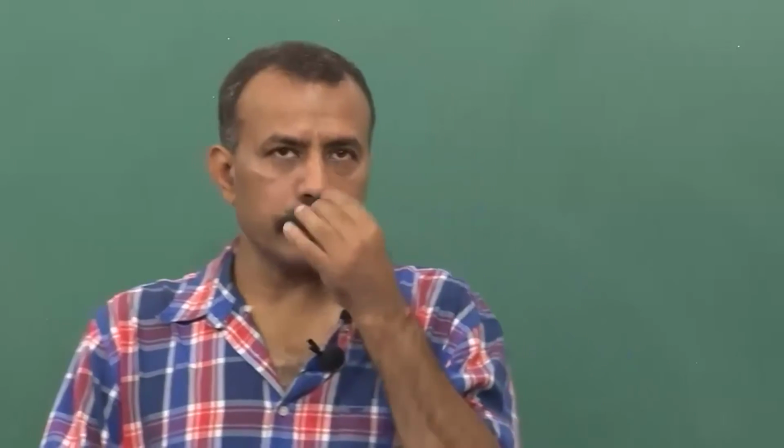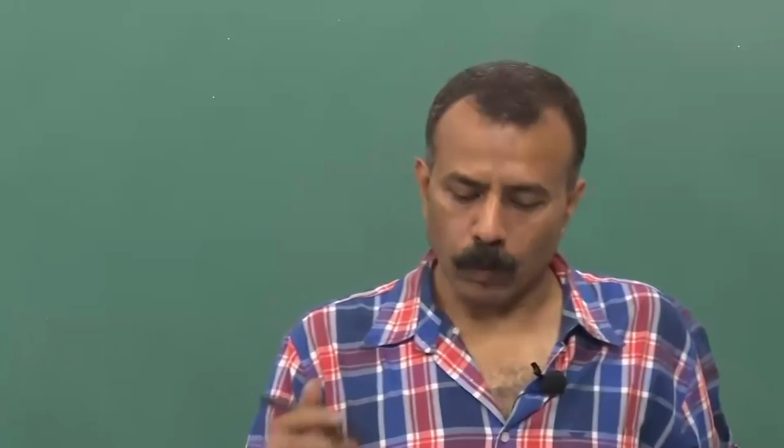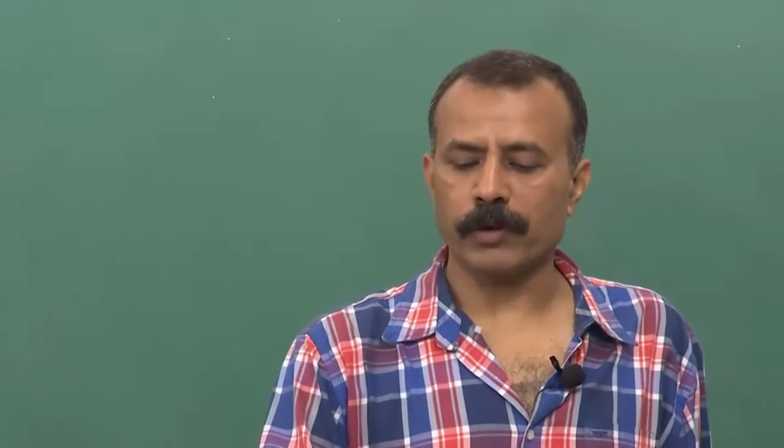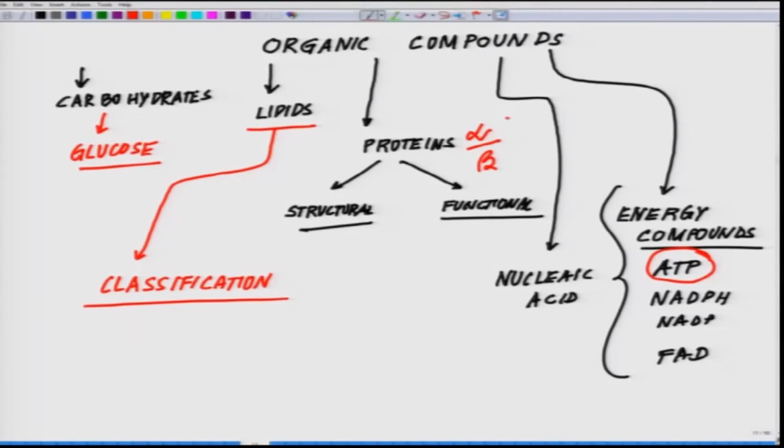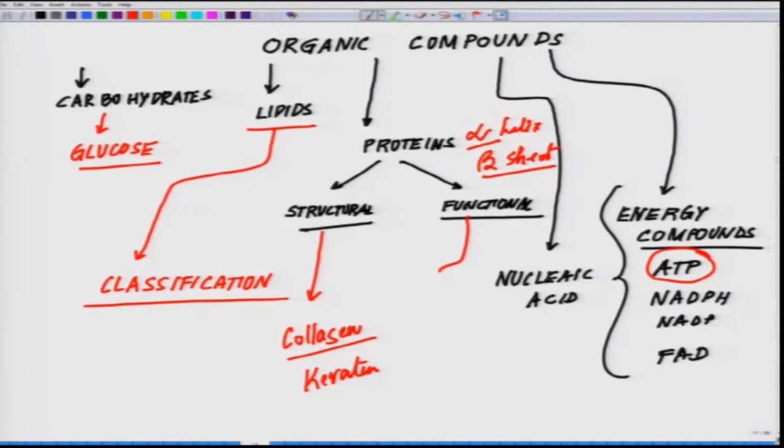Then we will talk about the proteins, what is alpha helix, what is beta sheet. These are the conformations, alpha helix and beta sheet conformations. We talk about the different structural proteins, like collagen, keratin. In terms of the functional, we will talk about the different kinds of enzymes, except of course one of them which is a nucleic acid enzyme. Then different other proteins which have different functional roles.